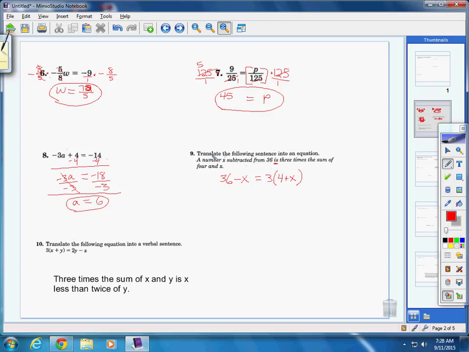And it just says translate. It doesn't say to solve. So you're stopping right here. This is your final answer for 9. If it asked you to solve, well, then you'd need to isolate your x.